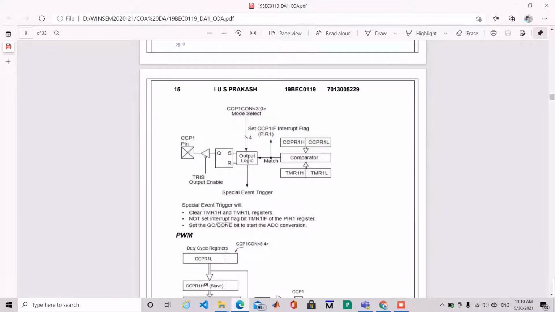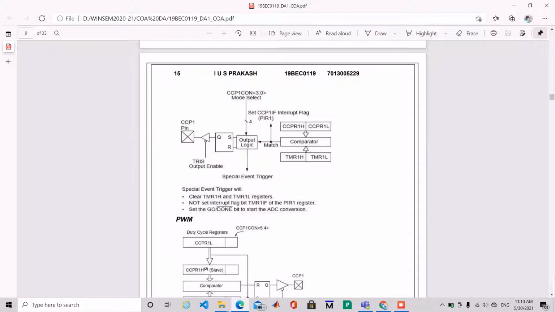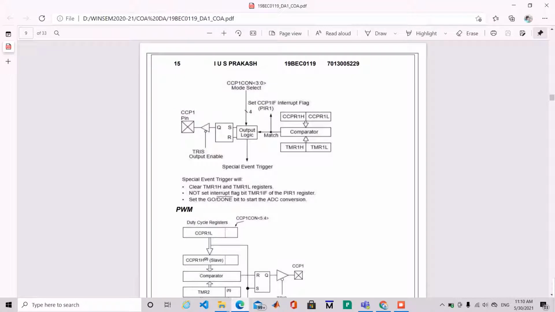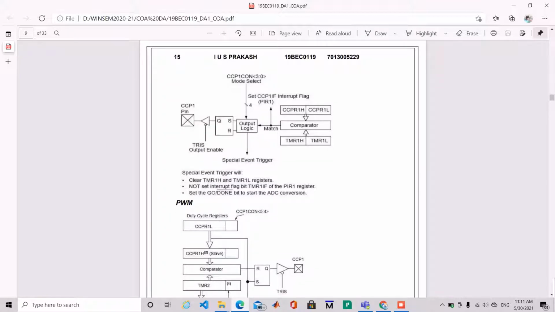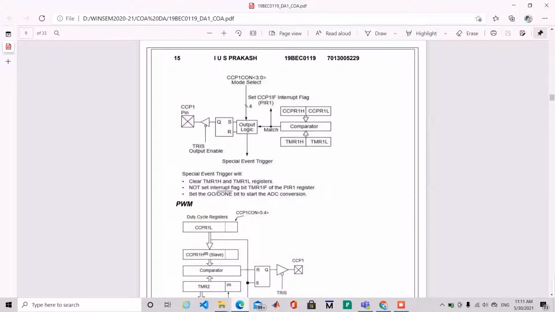And this was the comparator mode operation. And it will generate a special event trigger. The special event trigger usually clears the TMR1H and TMR1L registers, and it does not set the interrupt flag bit TMR1IF of the PIR1 register, and it is used to set the GO/DONE bit to start the ADC conversion.